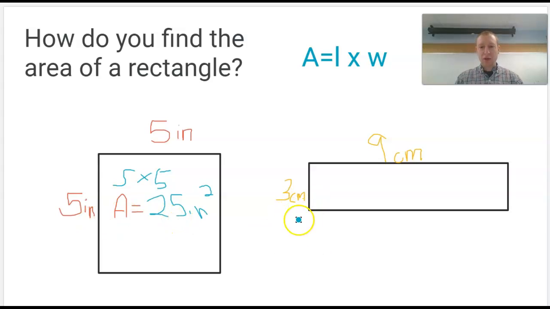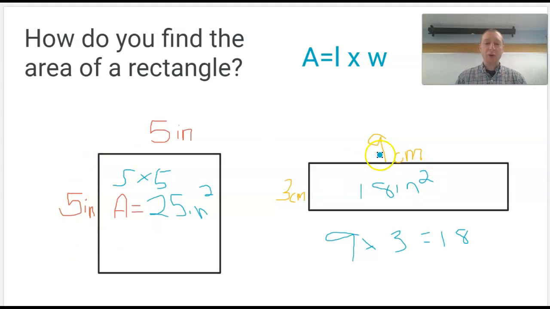How about this one? 3 by 9. Well, 9 times 3 equals 18, right? So that means this rectangle is 18 inches squared. All right, so just length times width. Now, we were dealing with whole numbers here.